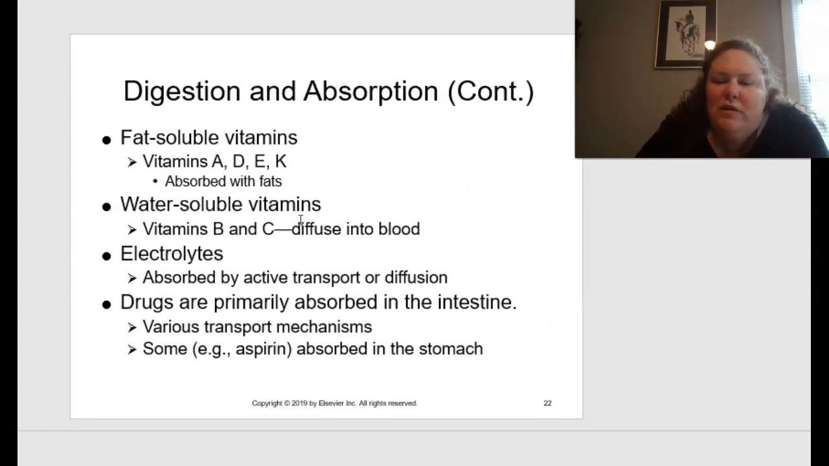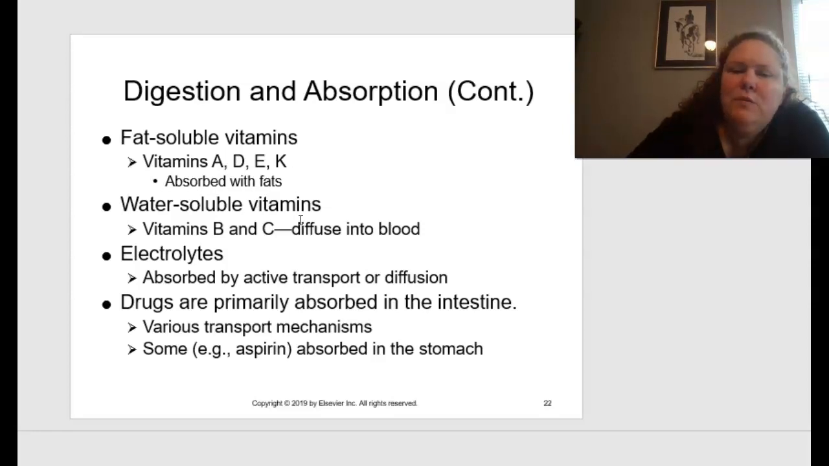Our fat-soluble vitamins, you'll learn this in nursing school, is ADEK, is how a lot of students remember it. So A, D, E, and K are going to be your fat-soluble vitamins. And these are absorbed with fats because they're not water-soluble. They have to be absorbed by fats because it's like oil and water don't mix, right? So if you put a fat in water, it's not going to be absorbed. And so you have to absorb fat vitamins with fat-soluble things.